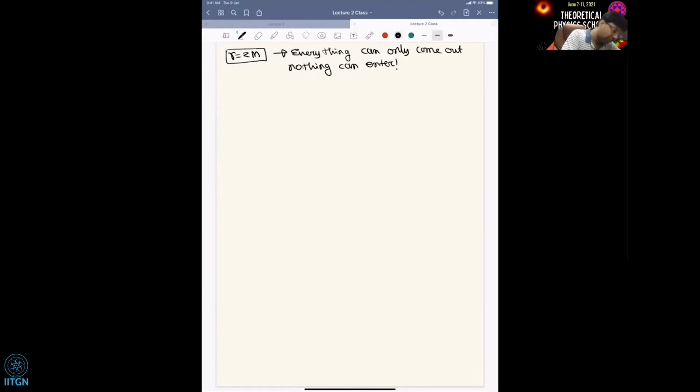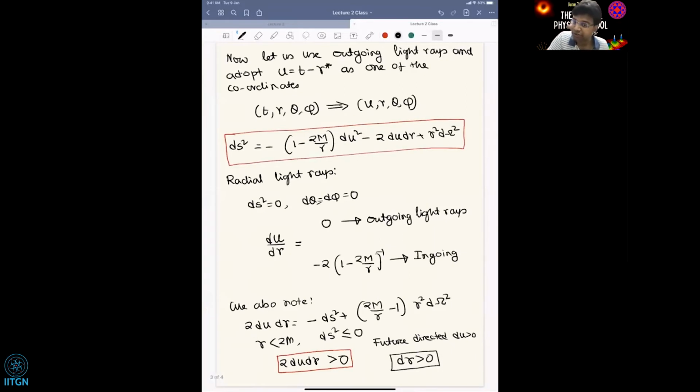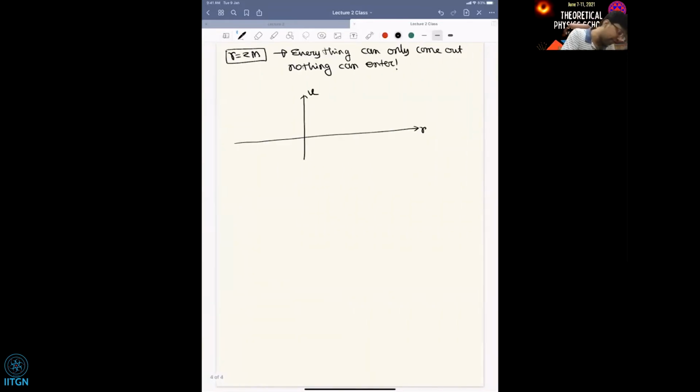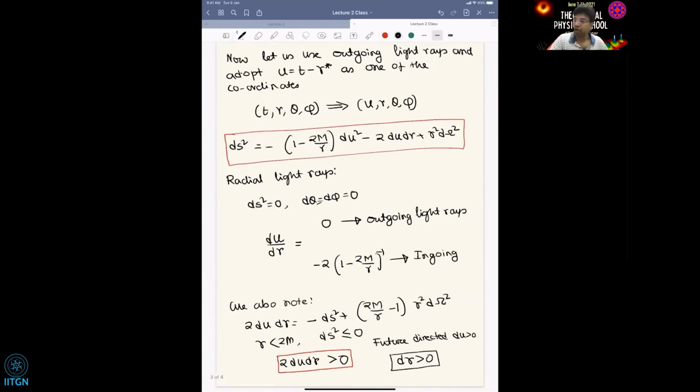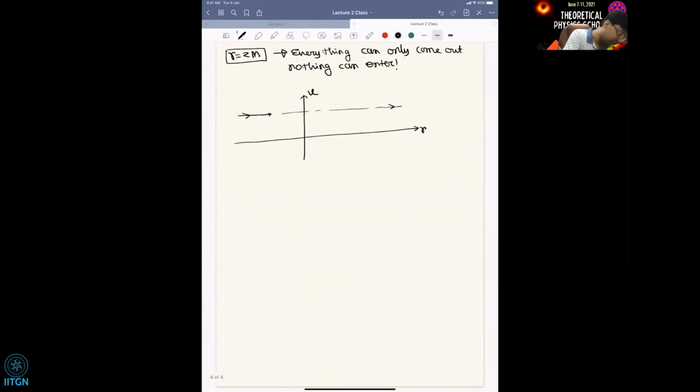In fact, let us draw the light cones here. How will the light cone behave in this coordinate system? So this is u, this is r. Remember, outgoing light rays here are always u equal to constant. So let's draw the outgoing light rays. This is my outgoing light rays. So ingoing light rays, the slope is changing. If you convince yourself, if you are inside, the slope will be like this.